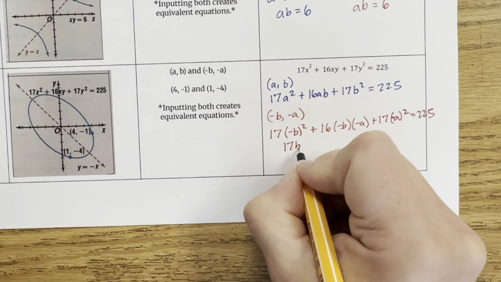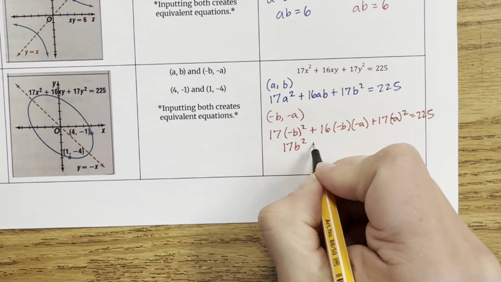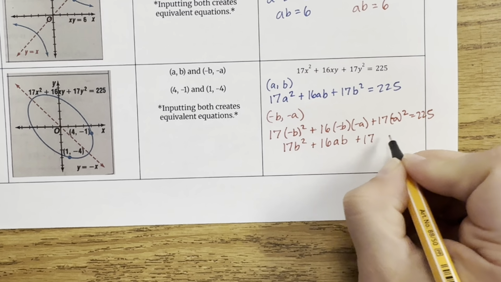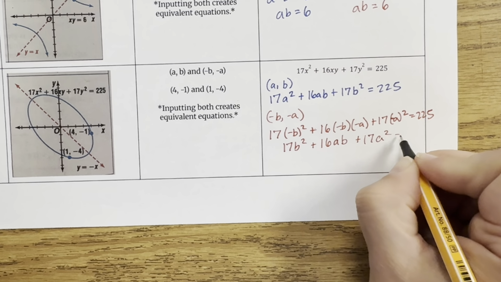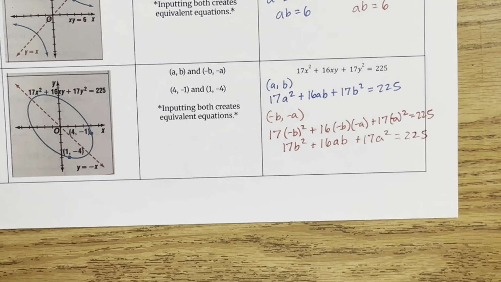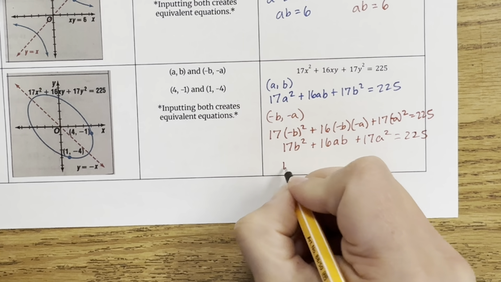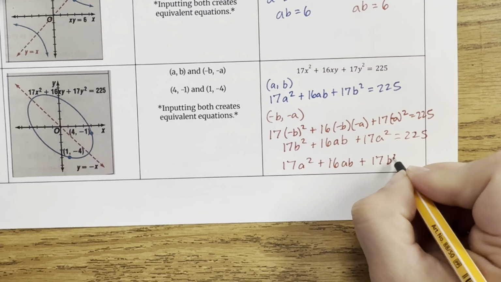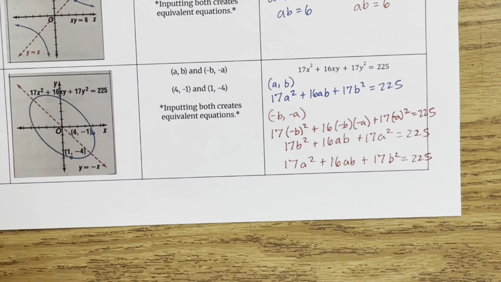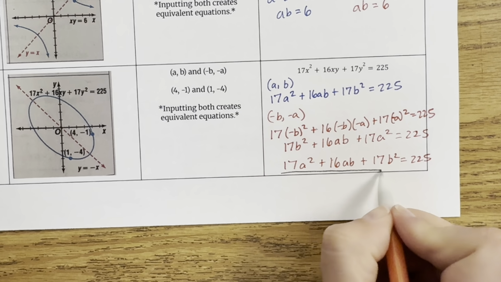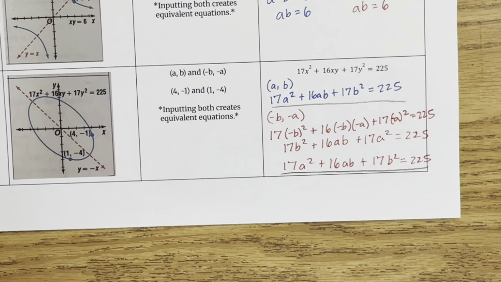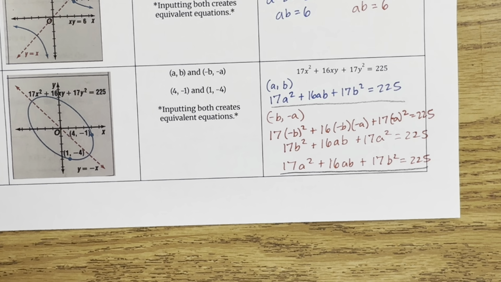So I'd have 17b squared. Negative and a negative gets me a positive 16, and I'll organize that alphabetically. 17 negative a squared is 17a squared, equals 225, and then I could rewrite that in the proper order if I wanted to. You'll notice that my last one here and my blue one here, they're exactly the same. So this one would be symmetric over y equals negative x.